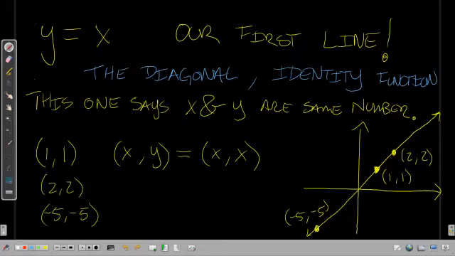Both sides of the independent, no, x is identical to y. That's why it's identity. All right. This is an important function.